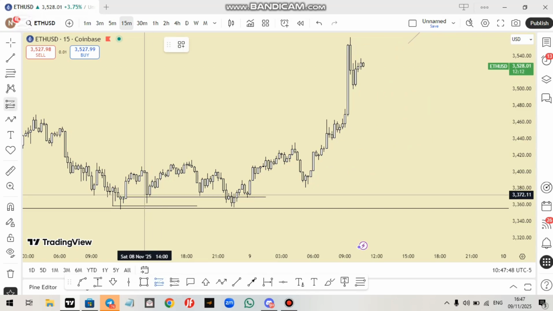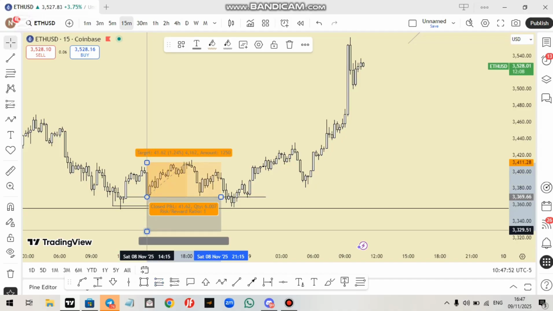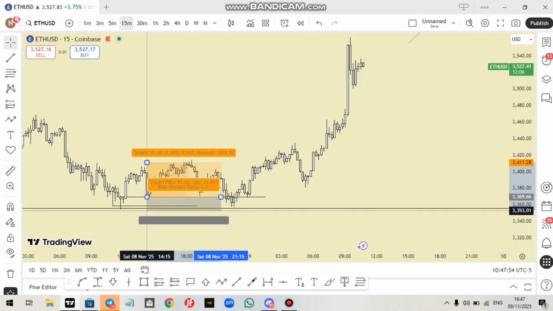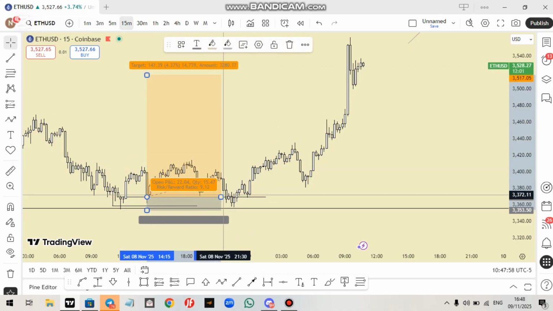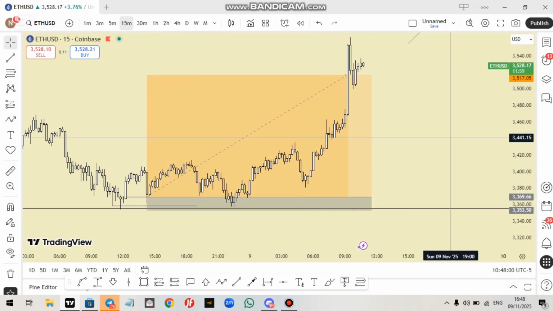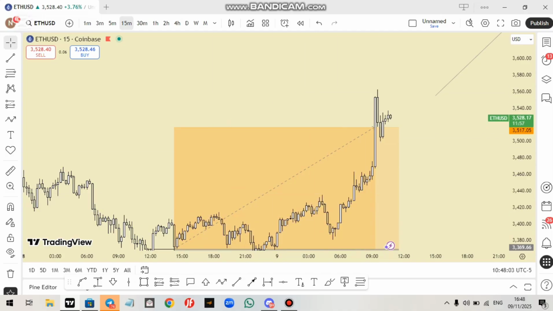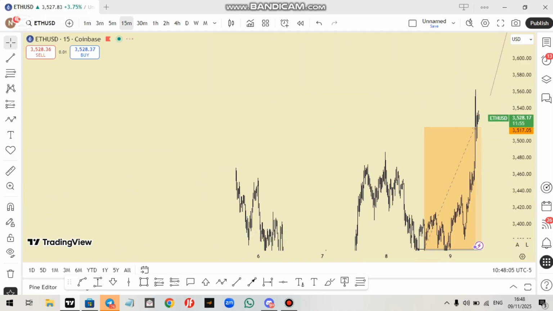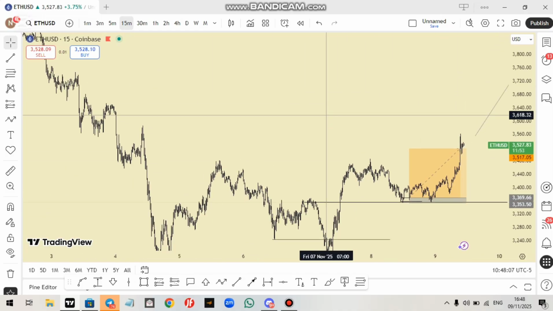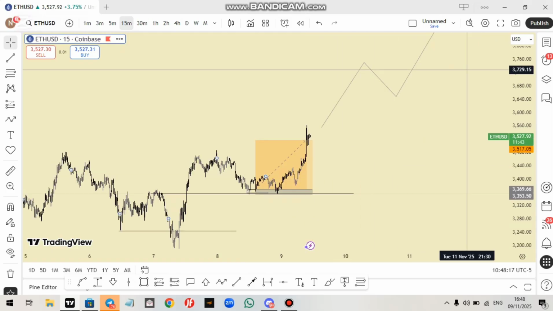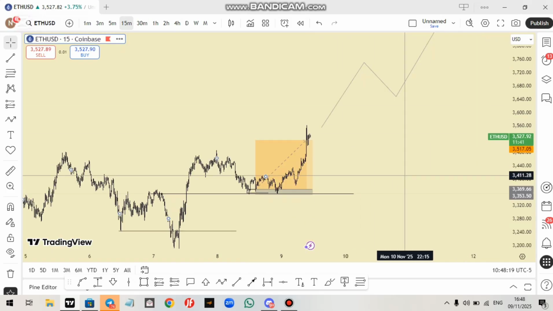Your retest was around here. Stop loss below, right? This is your stop loss, and you keep riding your trade. At least this is a long-term win. You keep riding your trade. If you want to target the 50% of the monthly CRT, that is fine. You can target the monthly CRT.